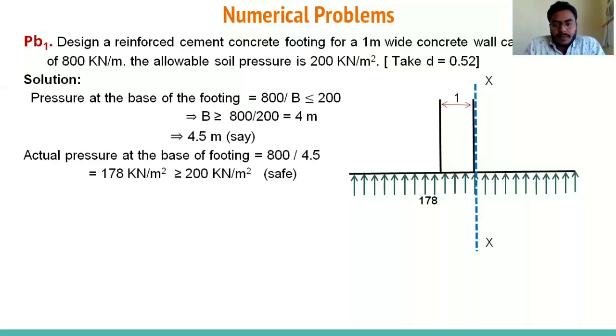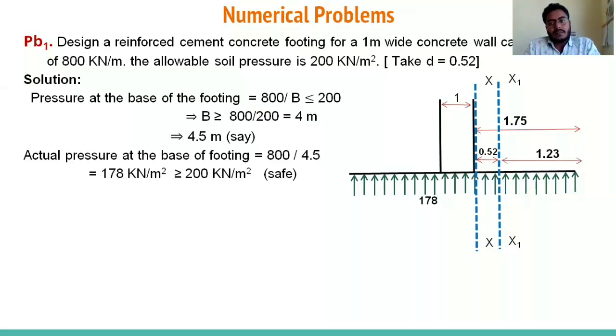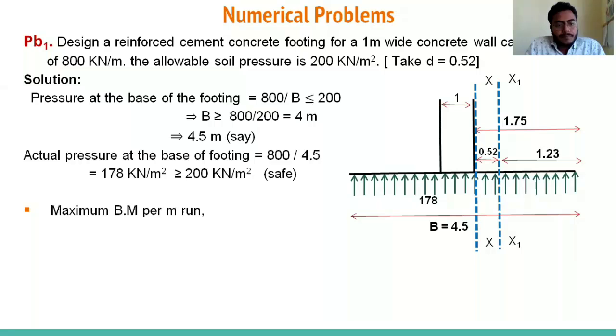Now we have fixed the x1 axis, and its distance from the edge of the footing is given by (B minus b) by 2 minus d, where d is given as 0.52. So you can calculate the distance of the x1 axis from the edge of the footing, and you will get 1.23 meter. You will get the same value. So the width we have provided is 4.5 meter.